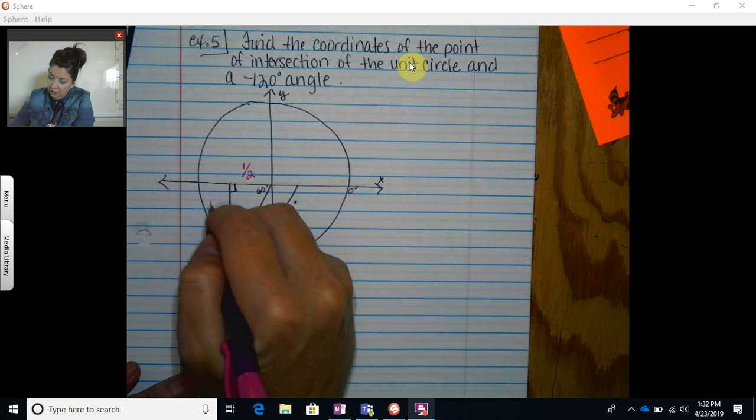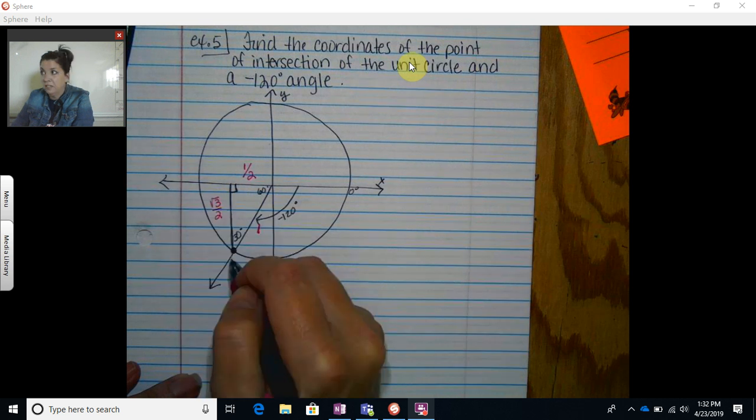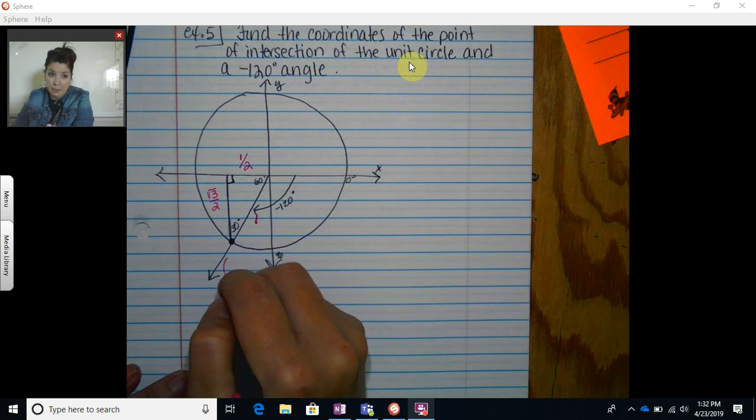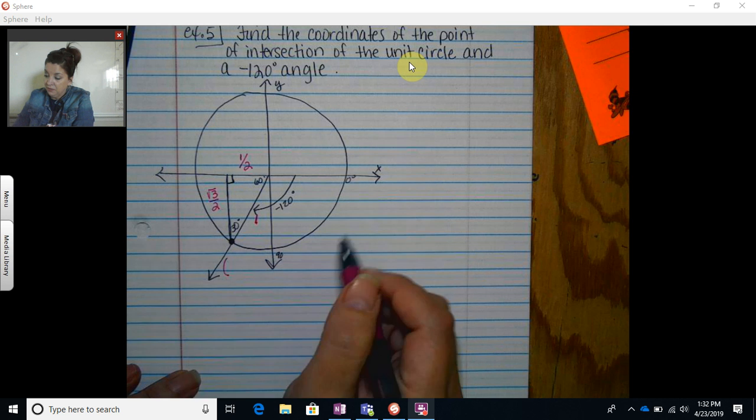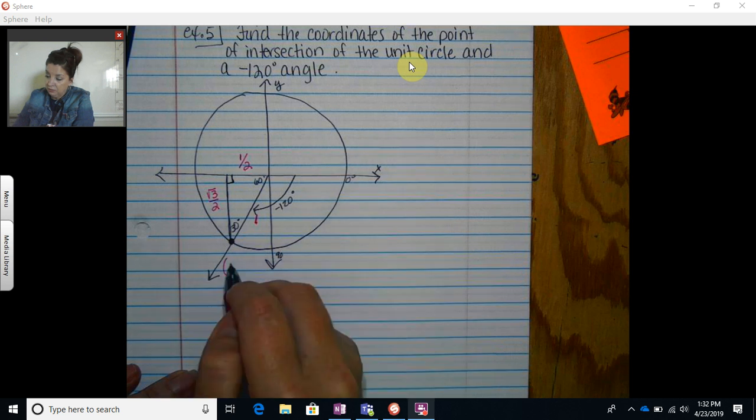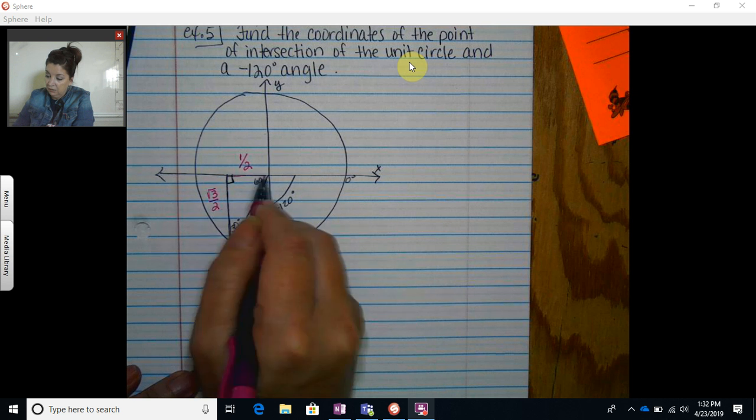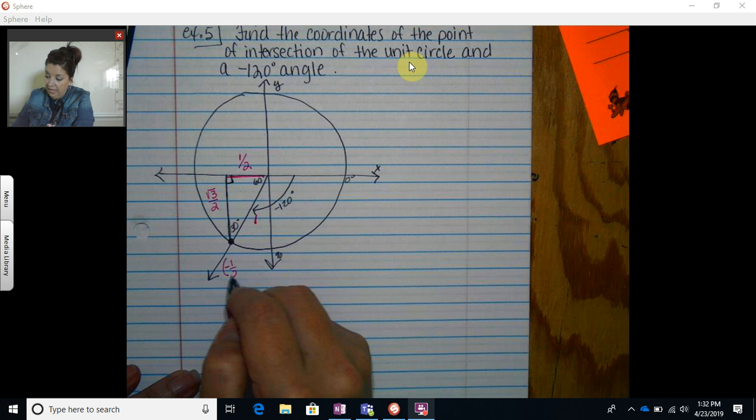Okay, now in this quadrant, you got to think about your negatives and your positives. Are your x's going to be positive or negative? Negative. And what about your y's? Negative as well, right? So what's your x value? It's the base. Negative 1/2. And your y value? Very good.